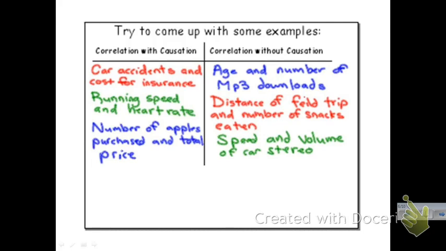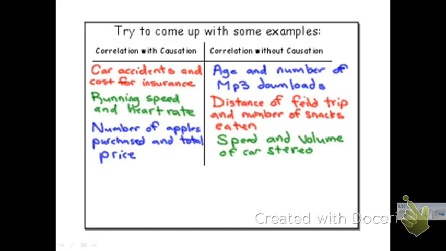So here's some other examples that we talked about. We have car accidents and the cost of insurance. The more car accidents you have, it causes your insurance to increase. The next one we have running speed and a heart rate. The more you exercise or the faster you run, it causes your heart rate to increase. And then the number of apples that you purchase causes your price to increase.